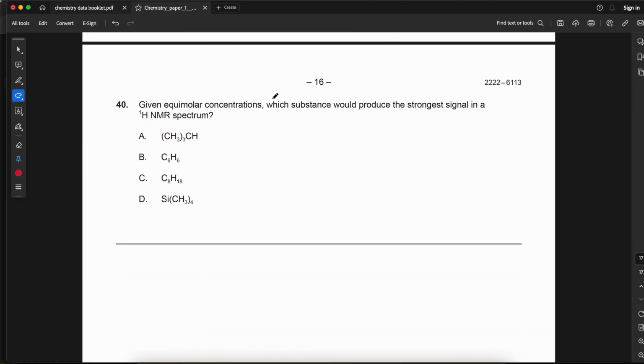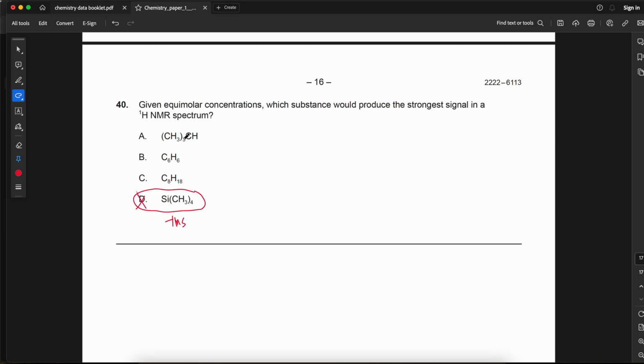Given equimolar concentrations, which substance would produce the strongest peak in the 1H NMR spectrum? As I can see here, these are the standard. Okay, it's TMS. It's very simple. TMS produces a very sharp peak and it is used as a standard. So it produces a single sharp peak. This is TMS. So the answer is D.